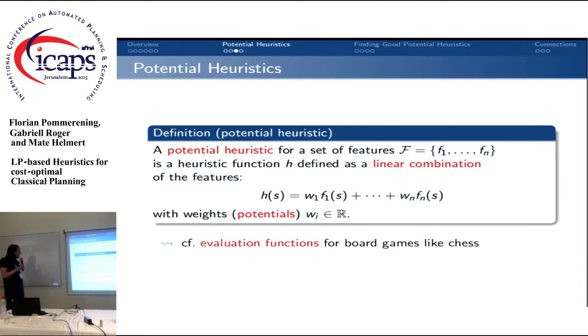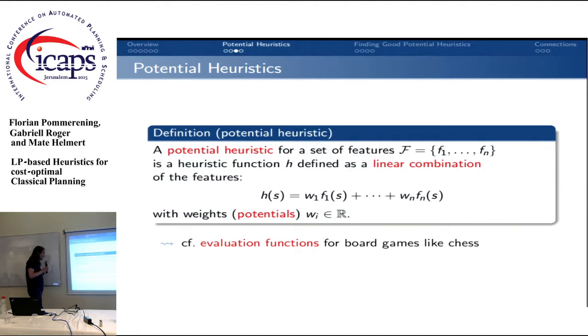Now, the potential heuristic for a given set of features is a heuristic function which is a linear combination of these features. So I could have 3 features, and for example, the heuristic that just sums them up, that's a potential heuristic. Note though, we often have this impulse to just add things up, but we can also subtract things. So these can be negative numbers as well. I can have 3 features and say I want f1 minus f2 plus 3f3 or something like that.